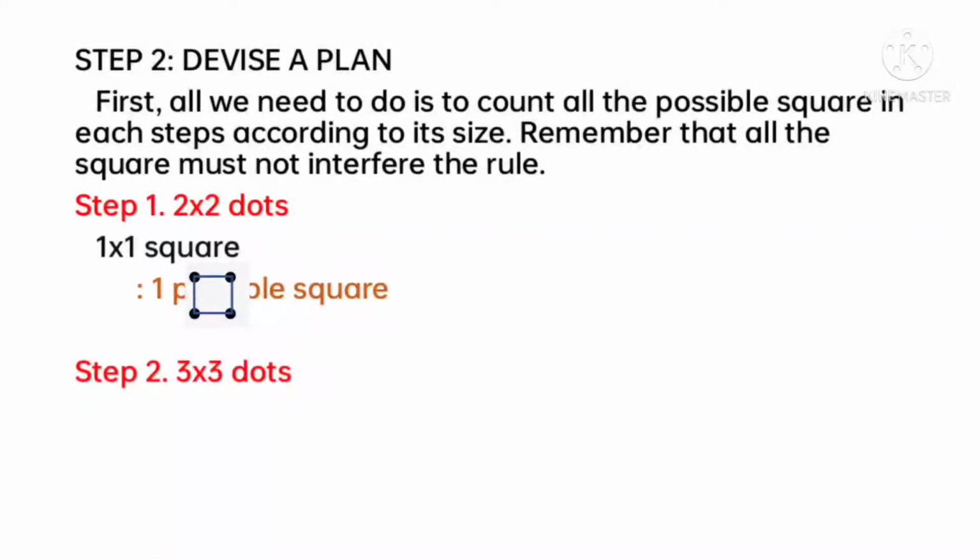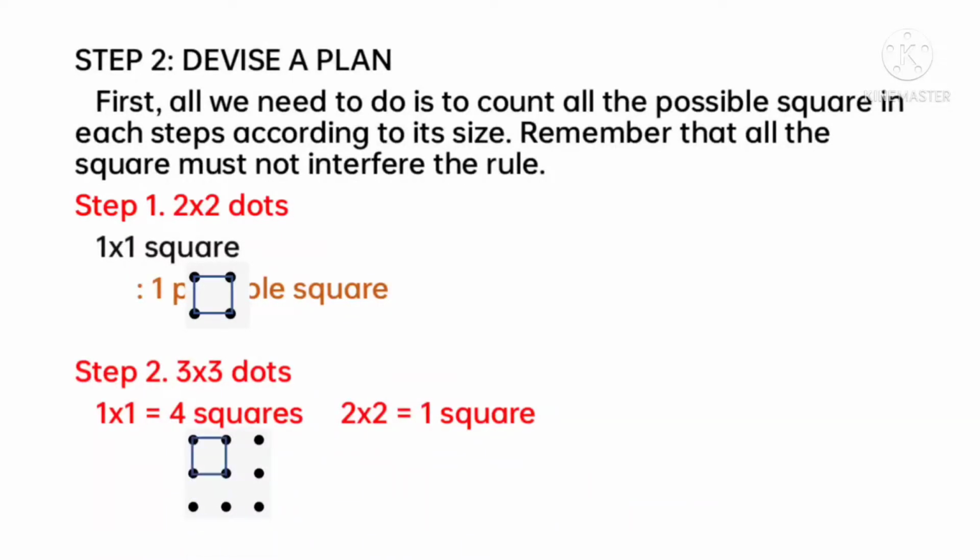So step 2, 3 by 3 dots. This is the possible size of squares that we can draw. Sa 1 by 1 there are 4 squares, and sa 2 by 2 there is 1 square. So 1, 2, 3, 4, and sa 2 by 2 is 1 square. Therefore, 4 plus 1 is equal to 5 possible squares.